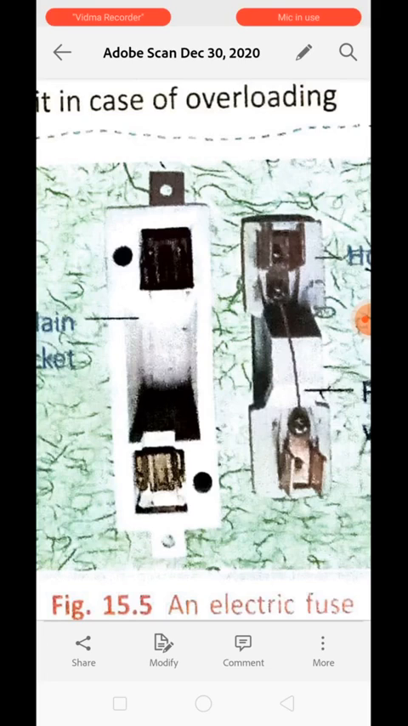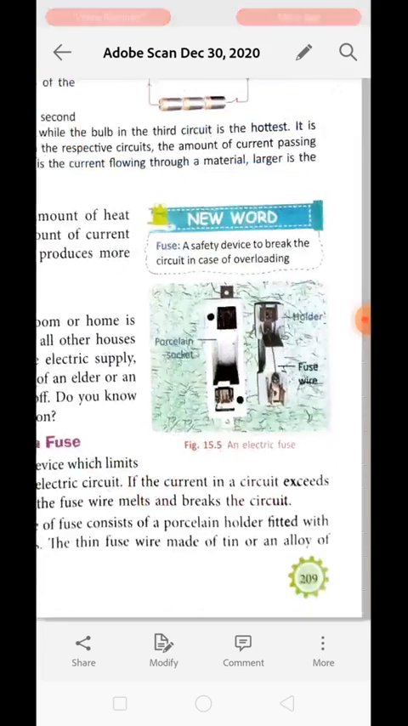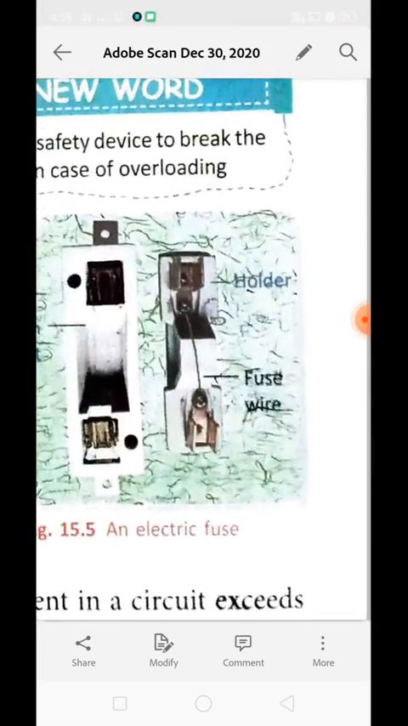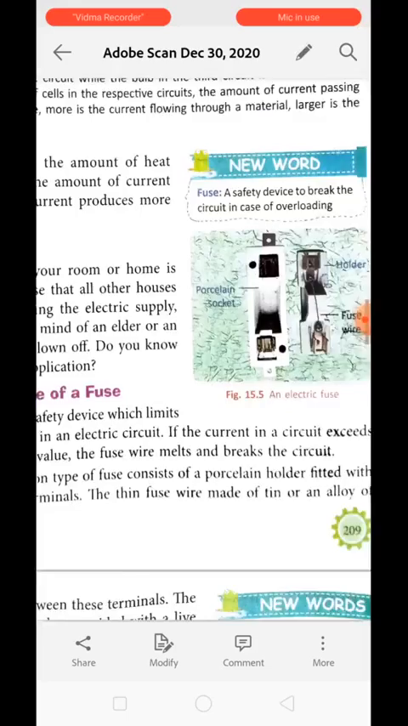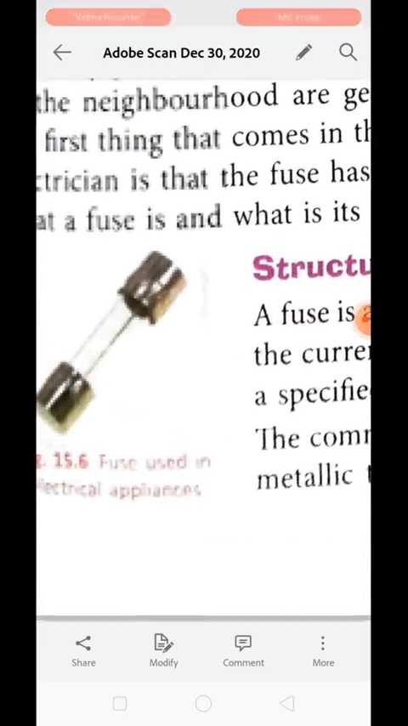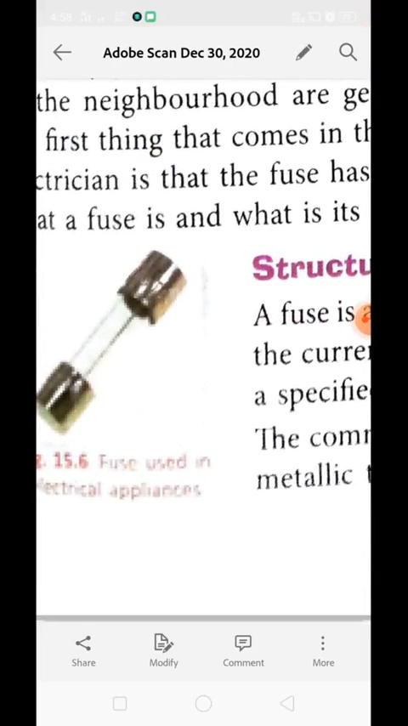All the expensive and sophisticated electrical devices have a built-in fuse. The shape and size of the built-in fuse is different depending upon the size and shape of the instrument. Understood? The shape and size can be different, like this one appears like this. Over here we have a second picture of a fuse which is a little bit different.